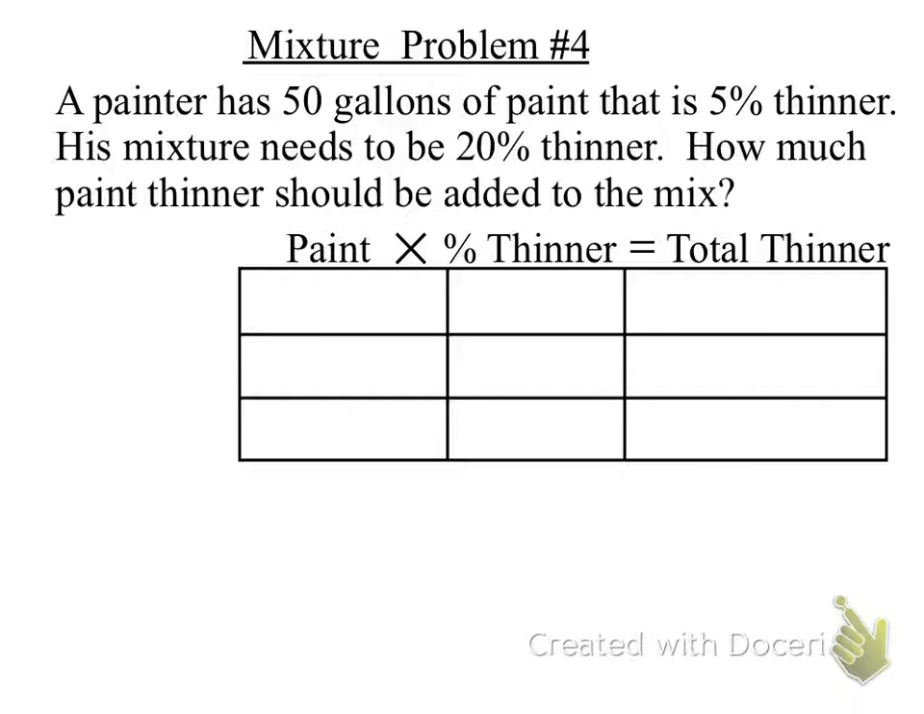So I've got the quantity of paint times the percent of thinner equals the product. Now, the two things that I'm comparing: a painter has 50 gallons of paint that's 5% thinner. That's good paint. His mixture needs to be about 20% thinner. Why? Because it will be much cheaper for me to paint the house.